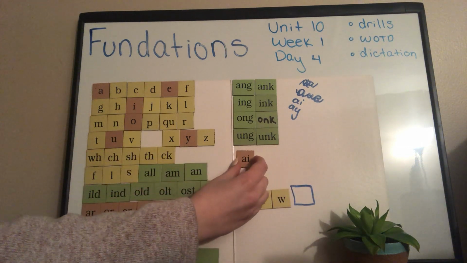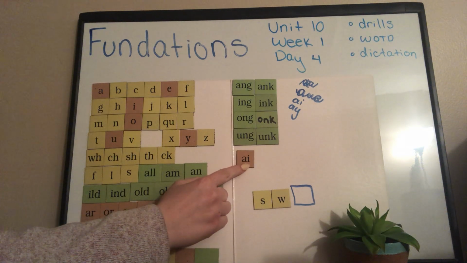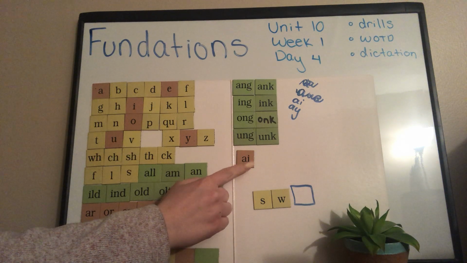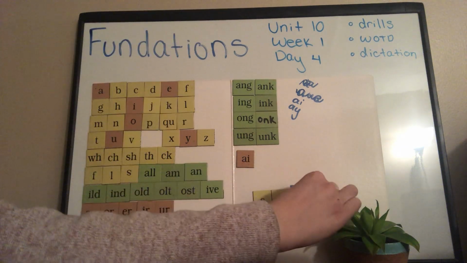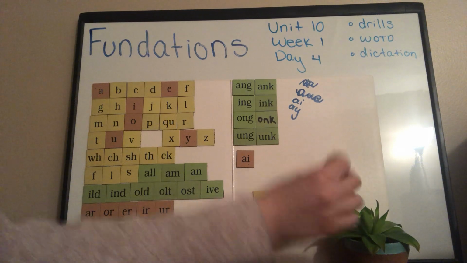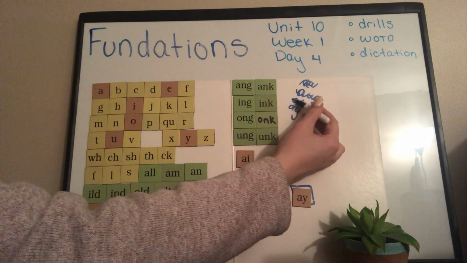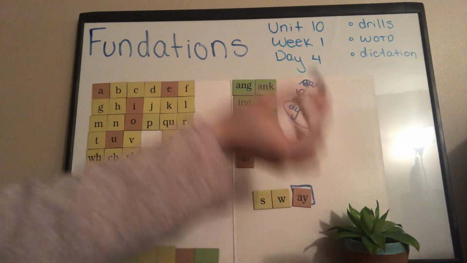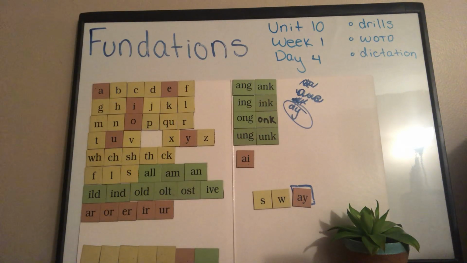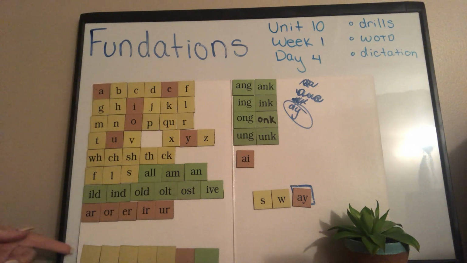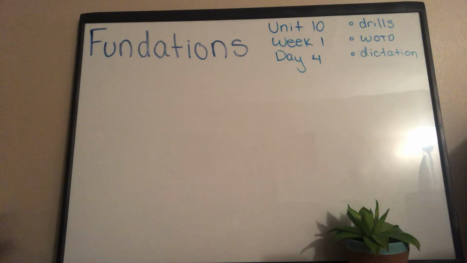We know that AI is always, always, always in the middle if we hear that A sound. So I'm going to go ahead, put AY there. Does that look right to you? Yeah, it looks right to me too, so I'm going to go ahead, cross off AI, and circle AY. Awesome. Go ahead and give yourself a kiss on the brain and a pat on the back. I'm going to go ahead, take this away, and write up our word of the day here. Sway.